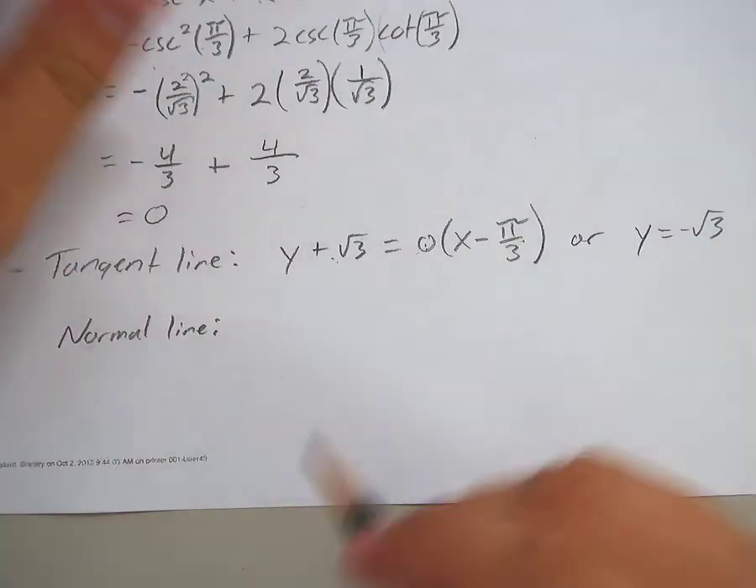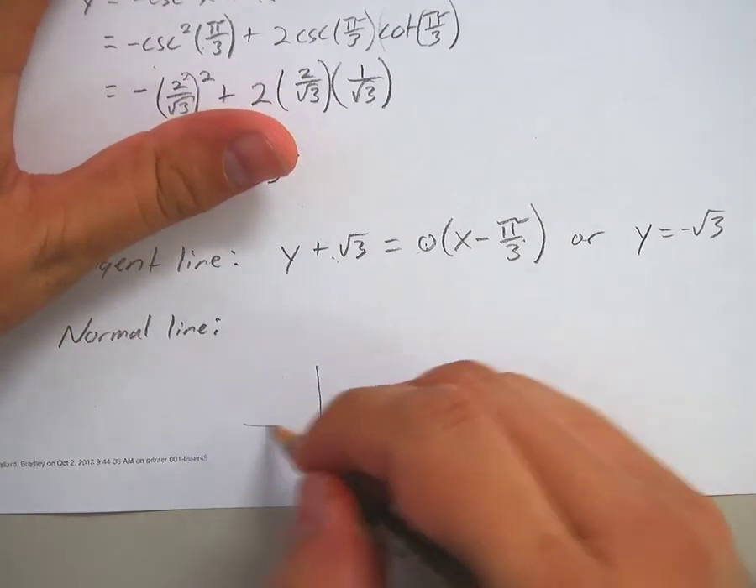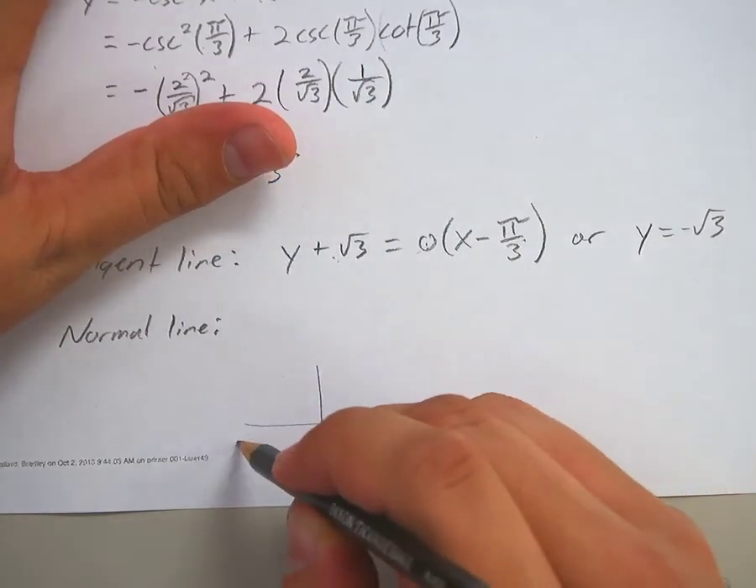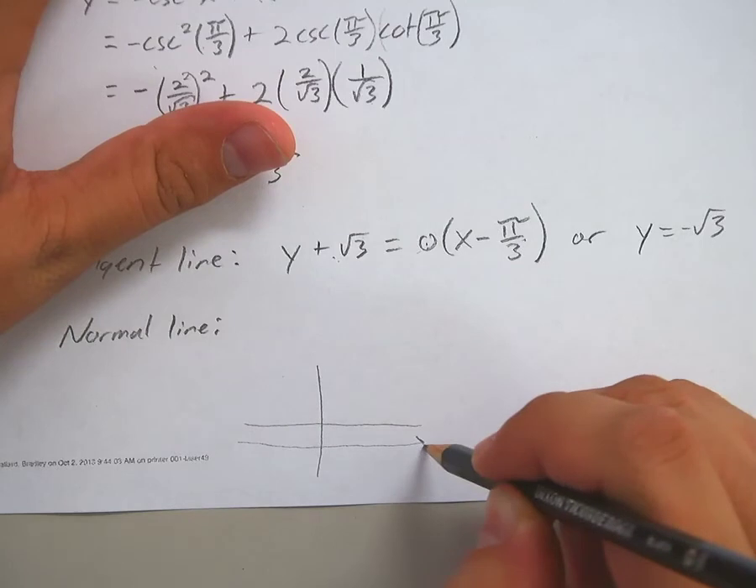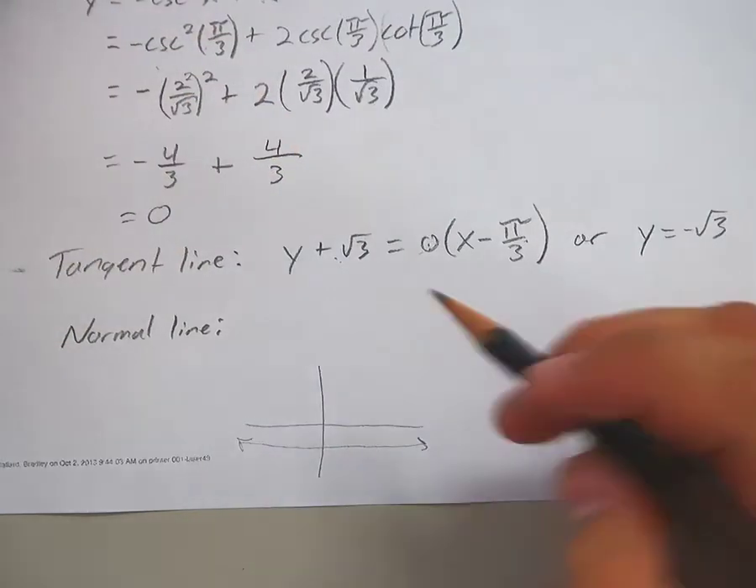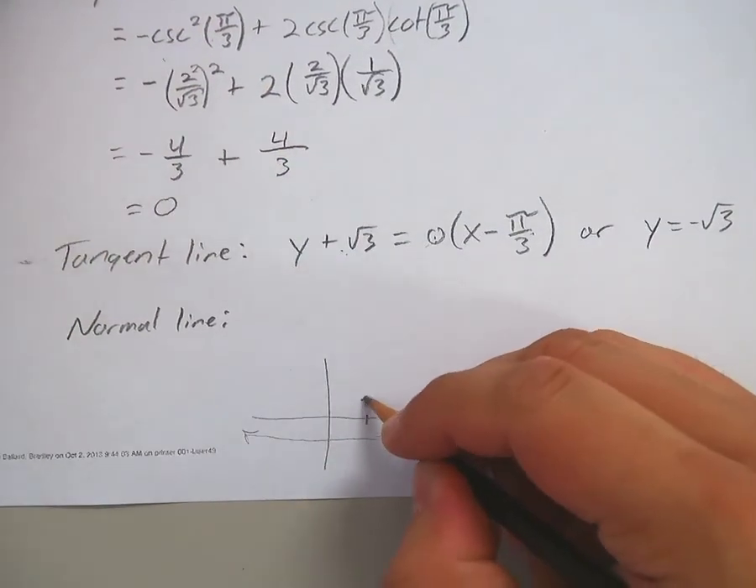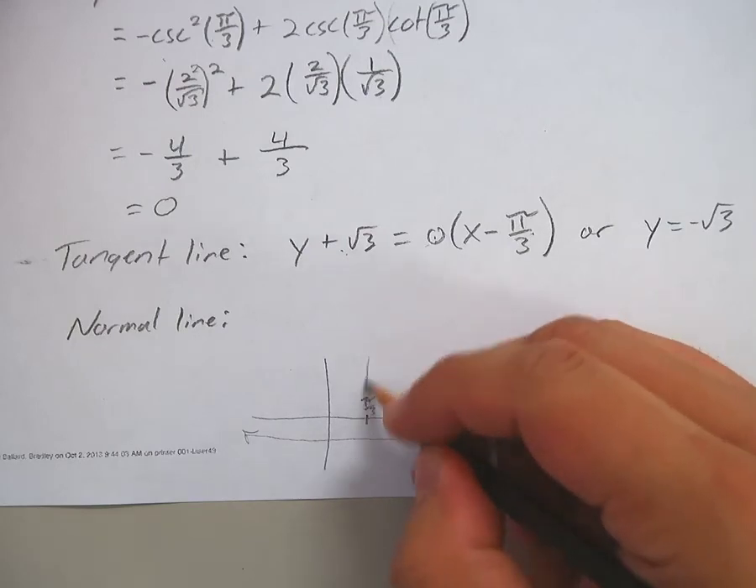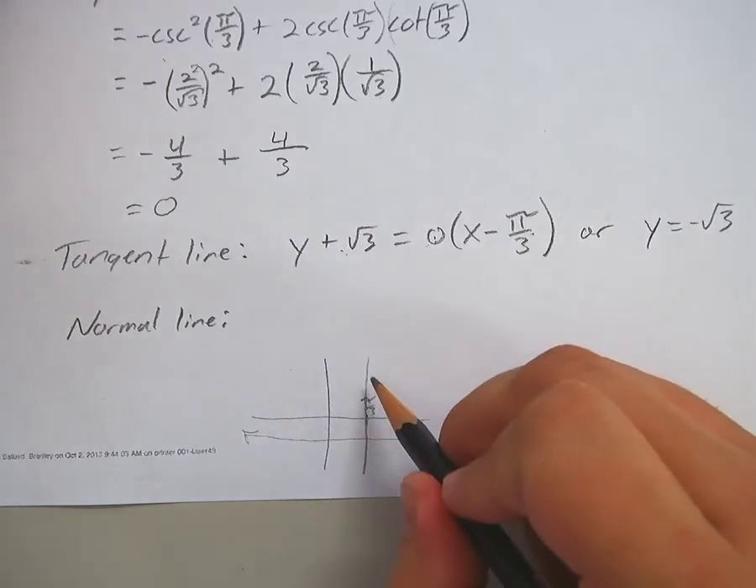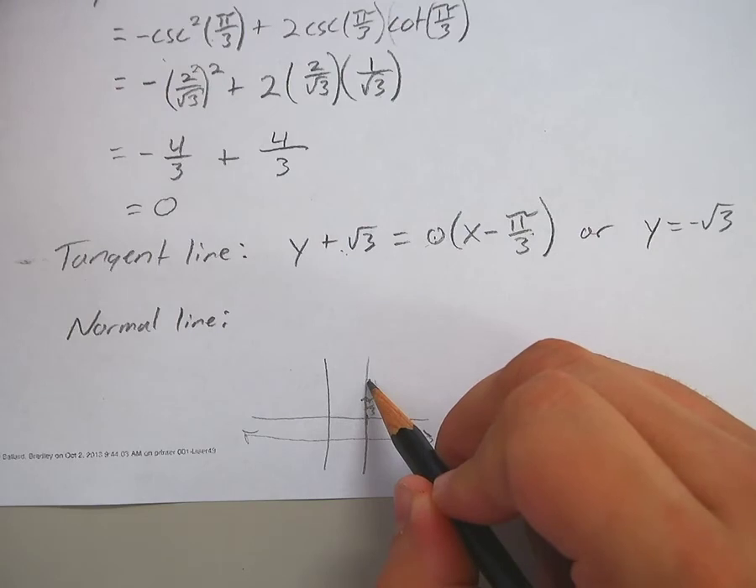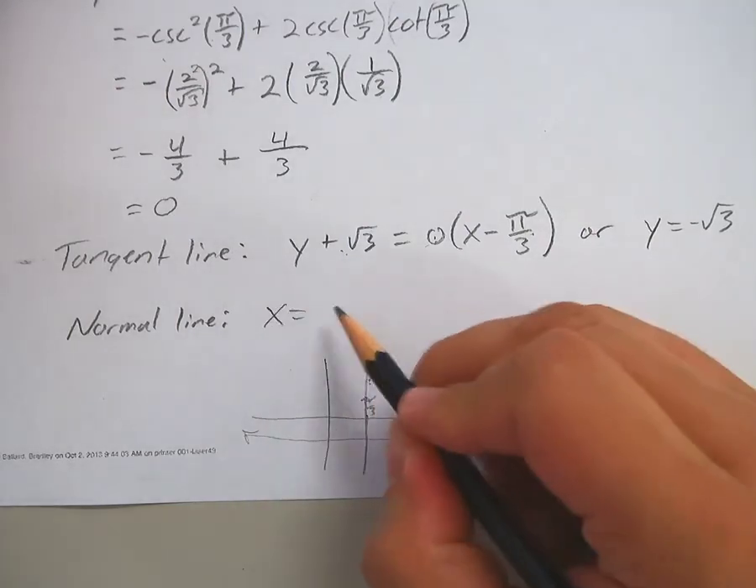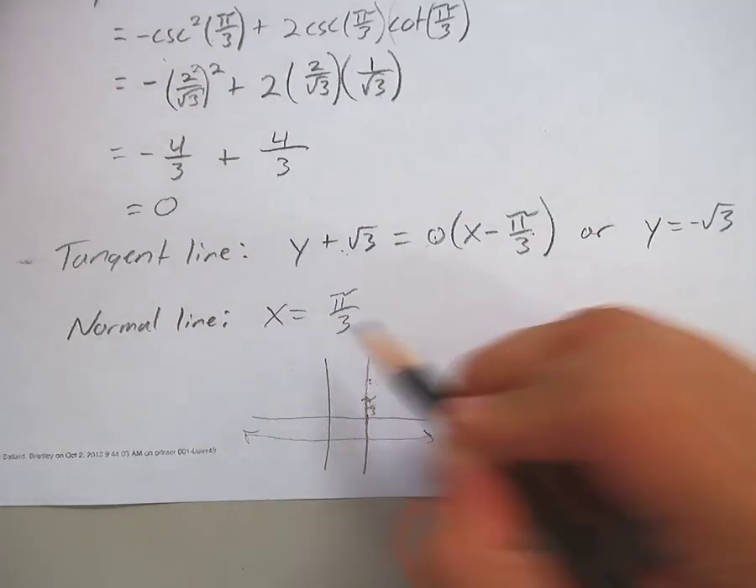Okay, so a vertical line, think about this here. You've got y is the negative square root of 3, so it's this guy here. And the point we're using is pi over 3. Well, what would the equation for this line be? That would be just x equals pi over 3.